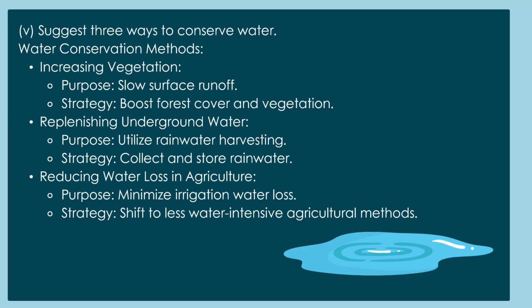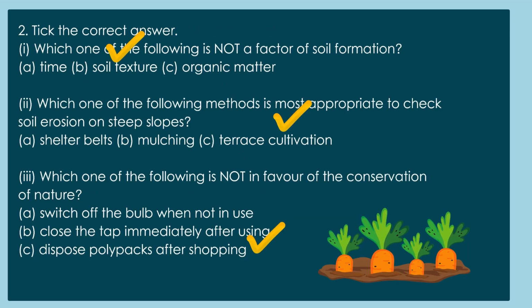Choose the correct answer. Which one of the following is not a factor of soil formation? So the answer is soil texture. Which one of the following methods is most appropriate to check soil erosion on steep slopes? The answer is terrace cultivation. Which one of the following is not in favor of the conservation of nature? The answer is dispose polybags after shopping.